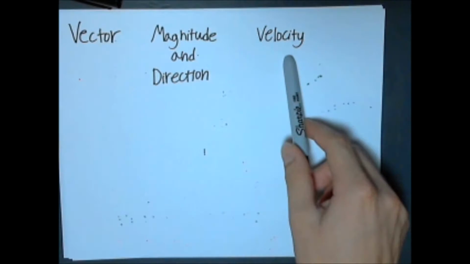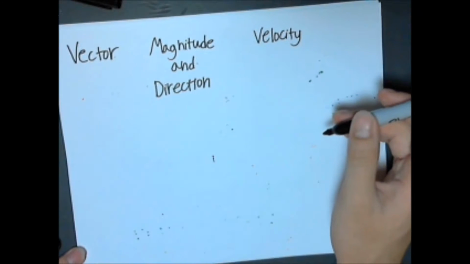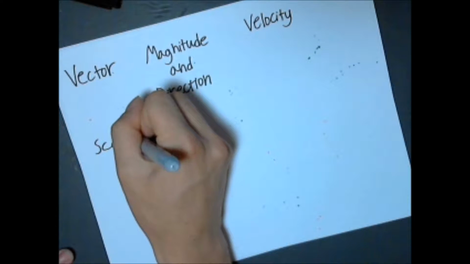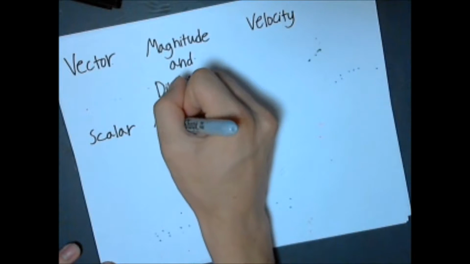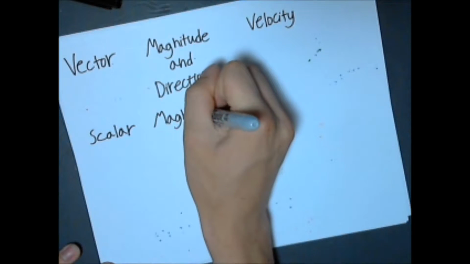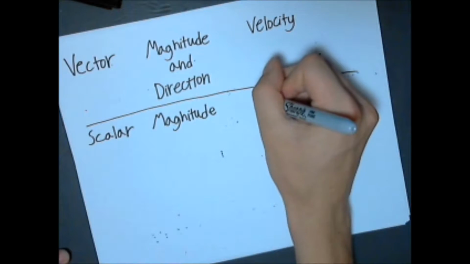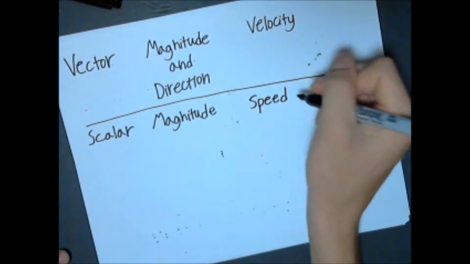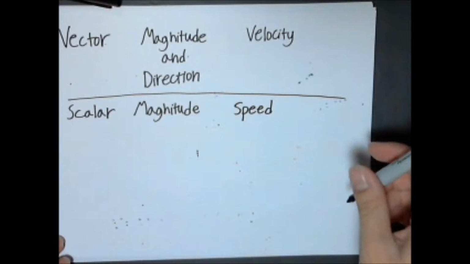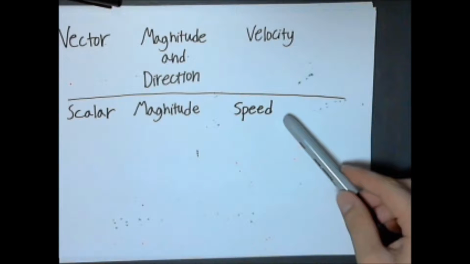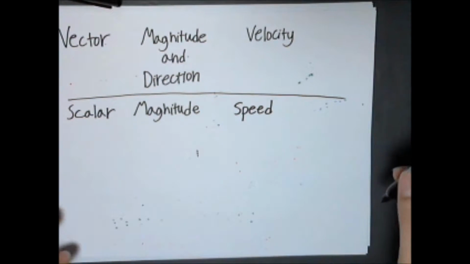in which we could describe the velocity of an object in, say, meters per second, in the direction, say, to the northwest. The difference between a vector and a scalar is that a scalar only has magnitude. An example of a scalar would just be speed, in which we might say an object is moving at a certain speed in meters per second, but we wouldn't be able to describe where it's moving.